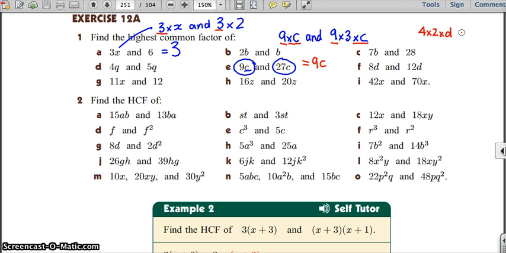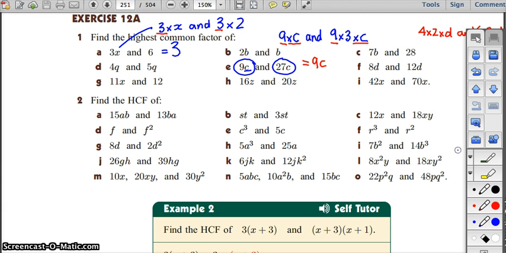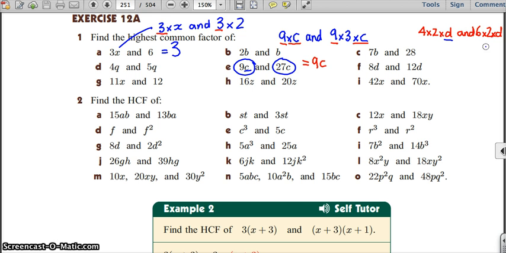And how many 2's go into 12? 6. 6 times 2 times D. So you're okay with that so far? Yep. So my common factors are times 2 times D and 2 times D, isn't it?